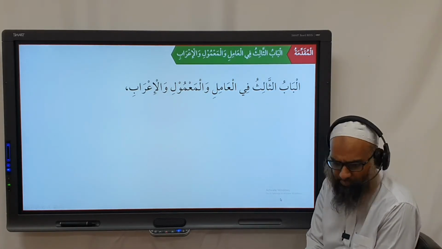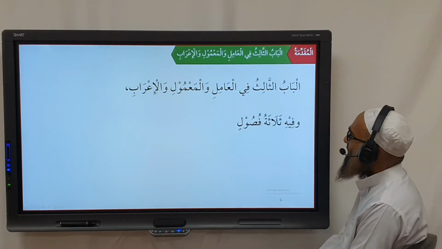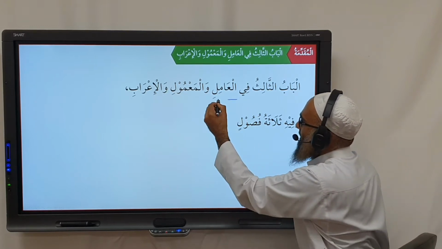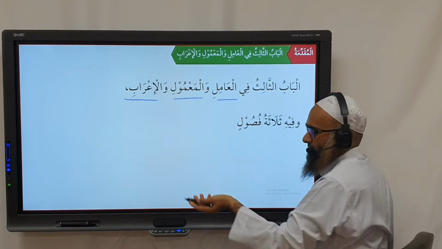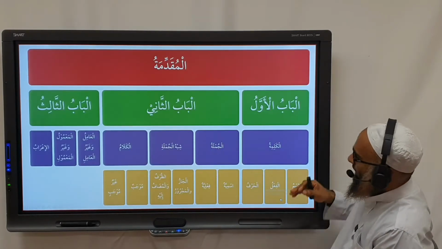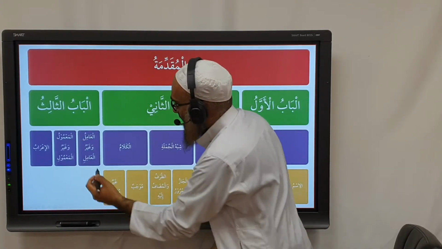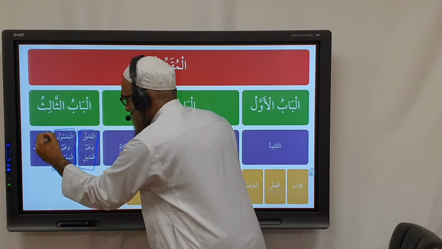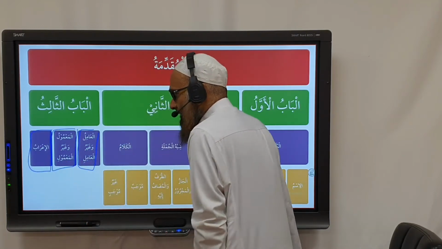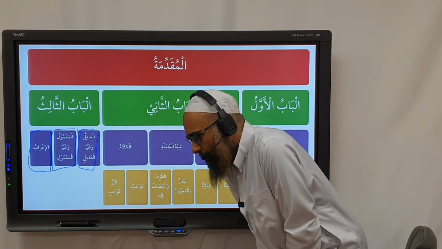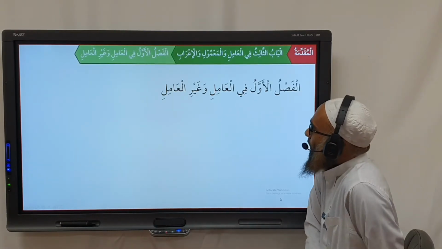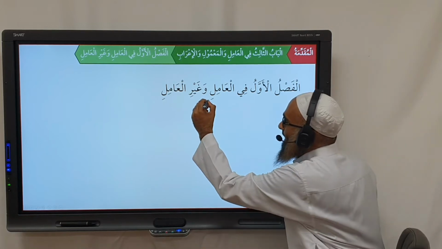We already did these concepts in As-Sughra. So وفيه ثلاثة فصول. There are three fasl, obviously. One fasl for this, one fasl for this, and one fasl to explain this. Okay, so this is the structure. We have here Al-Bab al-Thalith, and this is going to be the first fasl, the second fasl, and the third fasl to explain Amil, Ghair Amil, Ma'mul, Ghair Ma'mul, and I'rab. Okay? So Al-Fasl al-Awwalu fil Amili wa Ghair al-Amil.